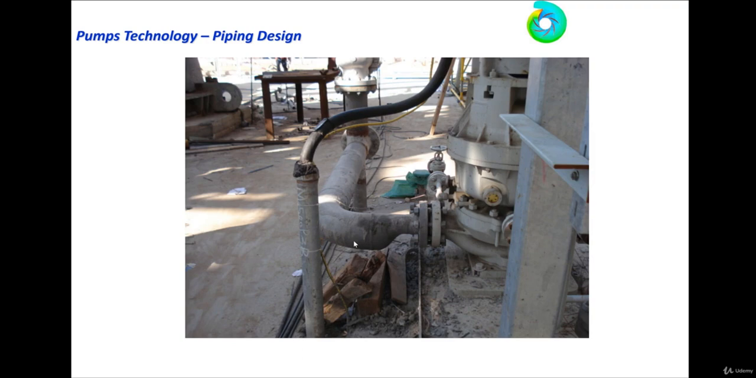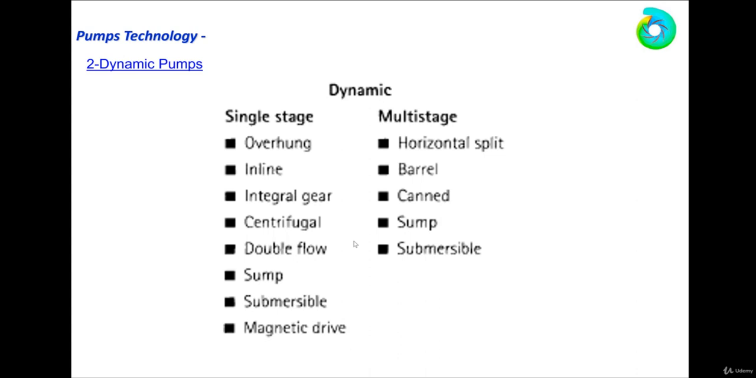This is wrong installation. This is an example of wrong installation. Okay, there are different types of centrifugal pump, either single stage or multi-stage. In single stage, we will see overhang, inline, integral gear centrifugal pump, and double flow, sump, submersible, magnetic drive. And then in multi-stage, you will see horizontal split and barrel and can, sump, submersible.